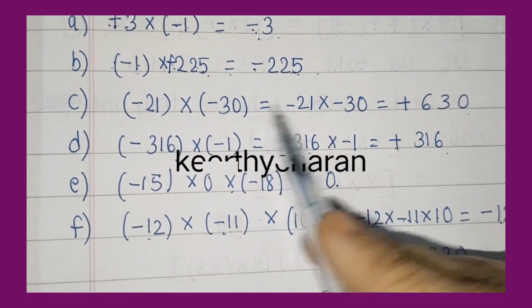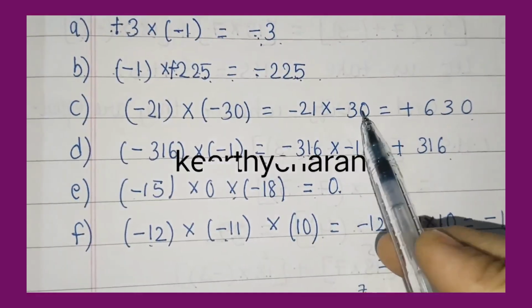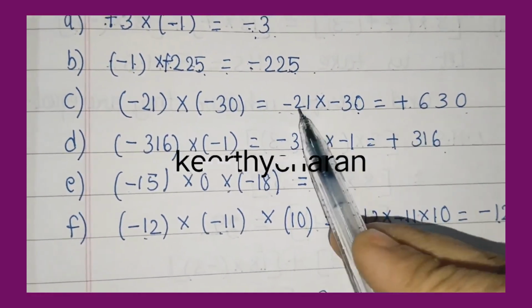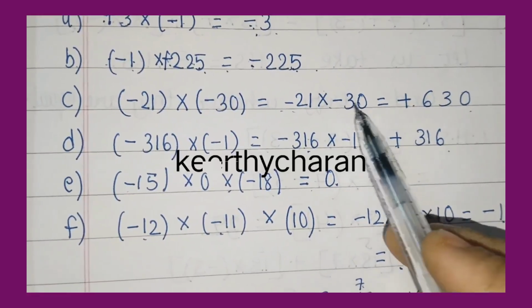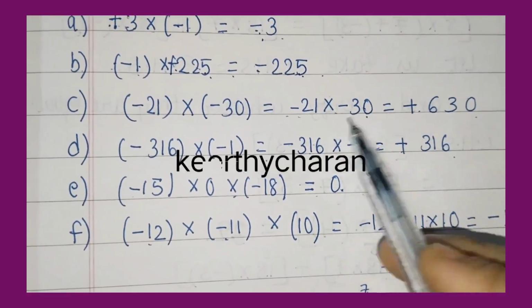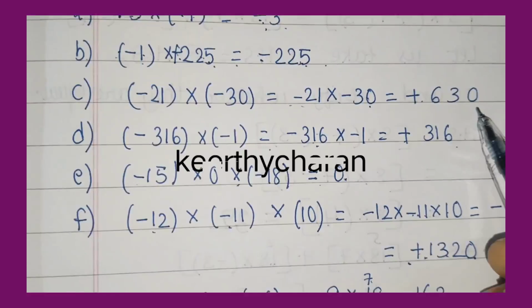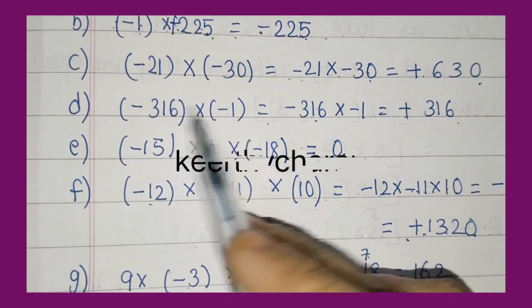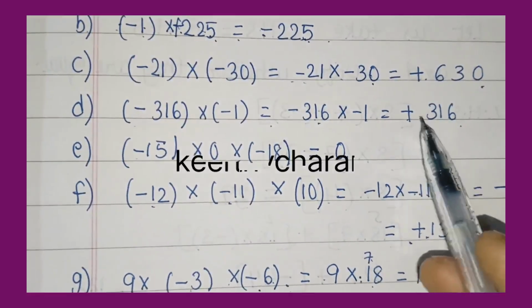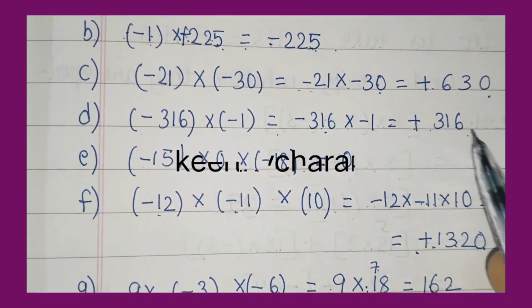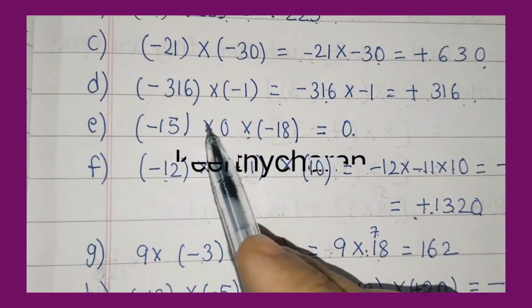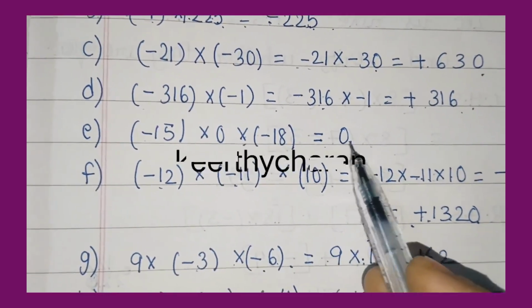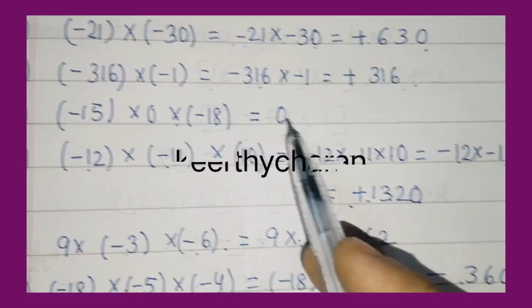Next the third one is minus 21 into minus 30. Here, without brackets, I wrote minus 21 into minus 30. Here minus into minus is plus. 21 into 30: 0 you will write, 3 ones are 3, 3 twos are 6. So plus 630. So next, D, minus 316 into minus 1. So minus into minus is plus, 316 into 1 is 316 only. Here if you multiply anything with 0, the answer will be 0 only. So the answer is 0.